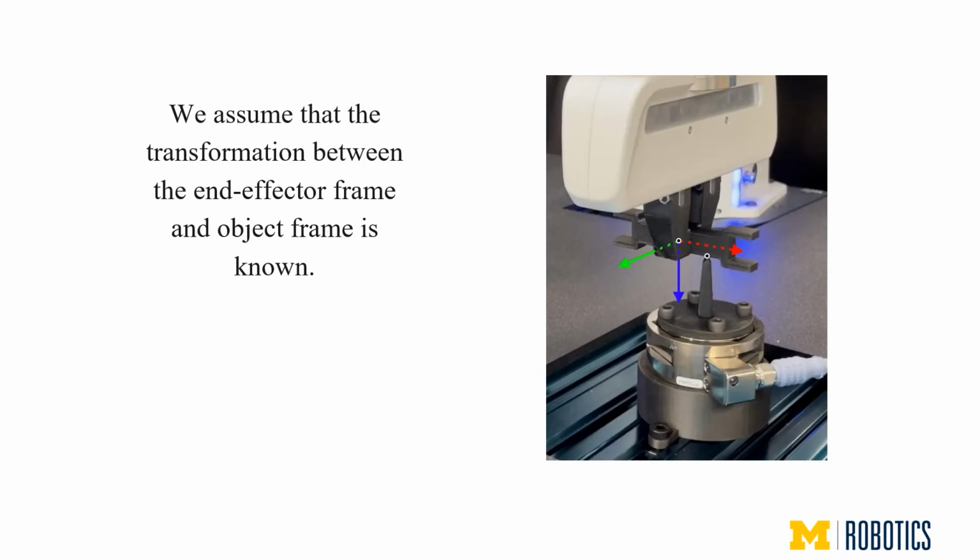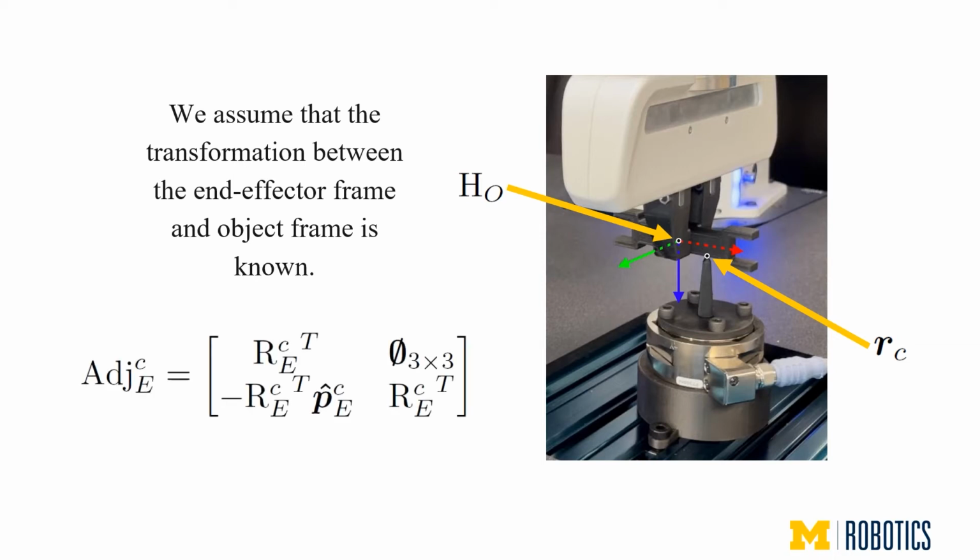In order to do this, we assume that the transform between the end effector frame and object frame, H_O, is known. Thus, we can find the transform between a contact location particle and the end effector frame. We then use an adjoint transformation to calculate the equivalent wrench experienced by the robot in the end effector frame for a wrench applied in the contact frame.